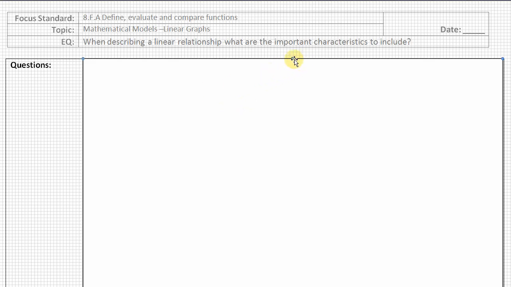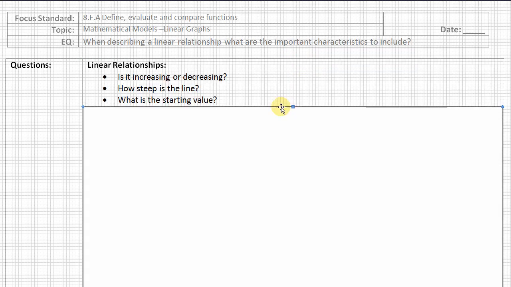So, in the last video we talked about the two different types of relationships being linear or nonlinear, and today we're going to focus on just linear relationships. And in fact, that will be our focus for most of this year.